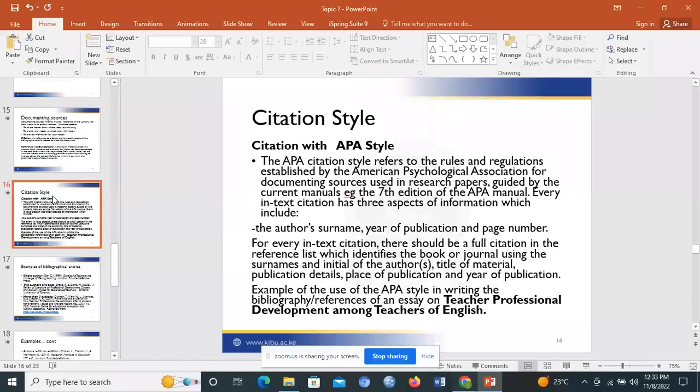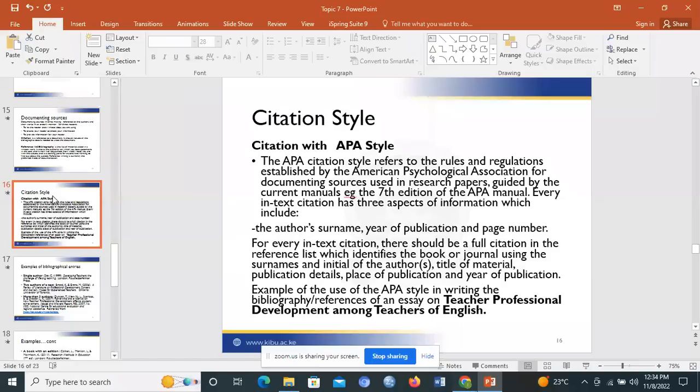We have what we call the in-text citation, where you give information about the author, that is the author's surname, then the year of publication, and the page number. That is in-text citation. And you'll put this information in brackets.